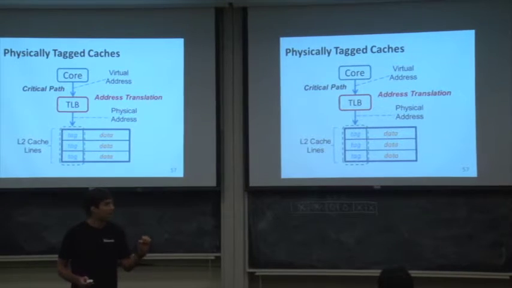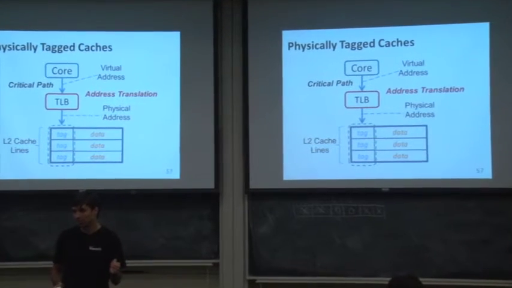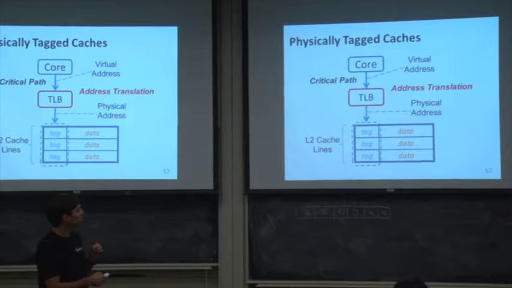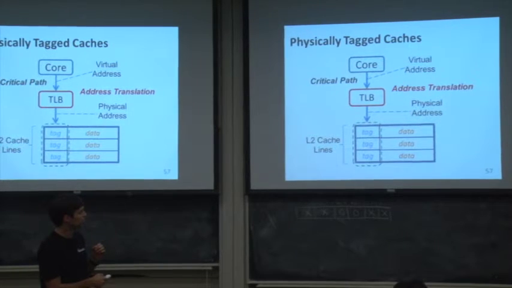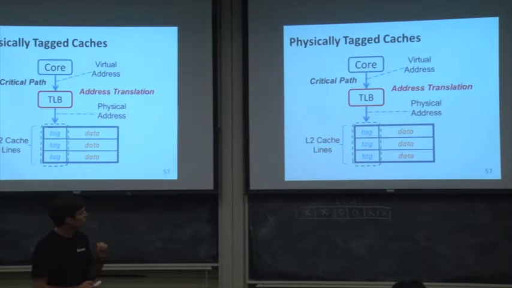Modern caches are virtually indexed, physically tagged. It means that you need part of the physical address in the cache. So even for an access that goes to the L2 cache, you need to know the physical address, even though it doesn't go to memory. So if I introduce some complex address calculation, it will be added to this critical path as well.